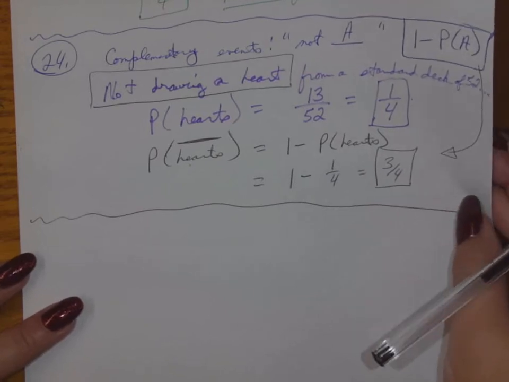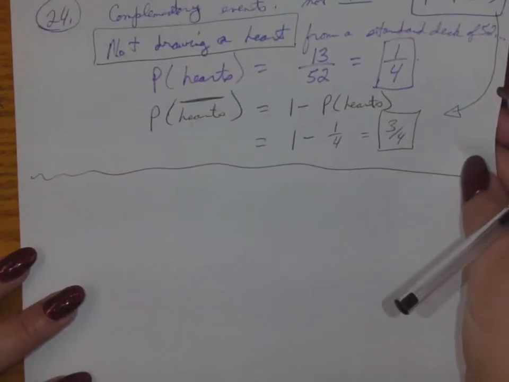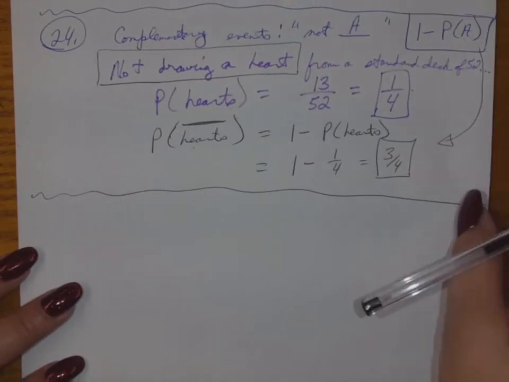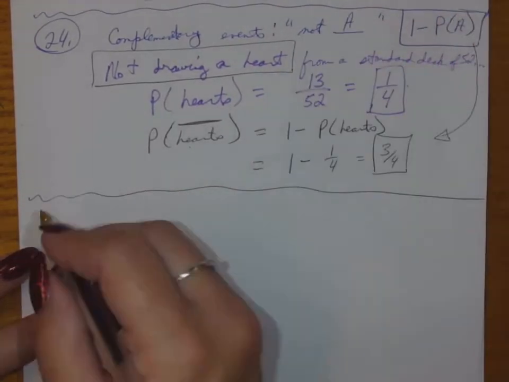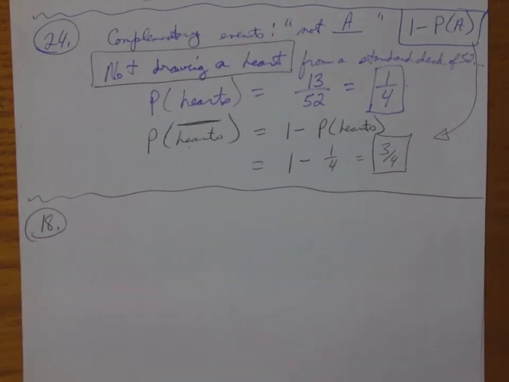The next section was page 211. Let me leave that right there, just in case you're still writing. Page 211, number 18. Let me grab that page. Okay, page 211. This one is about the law of large numbers and expected value. I don't even see directions on this section, so that's cool.